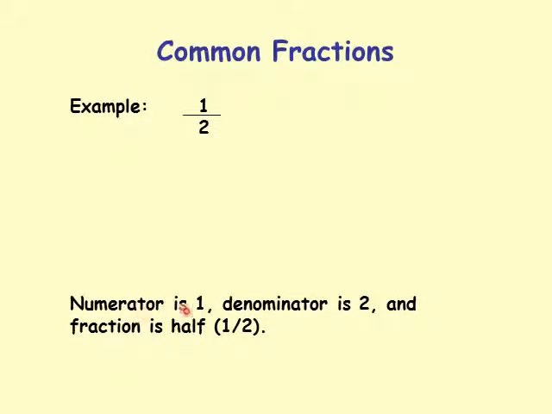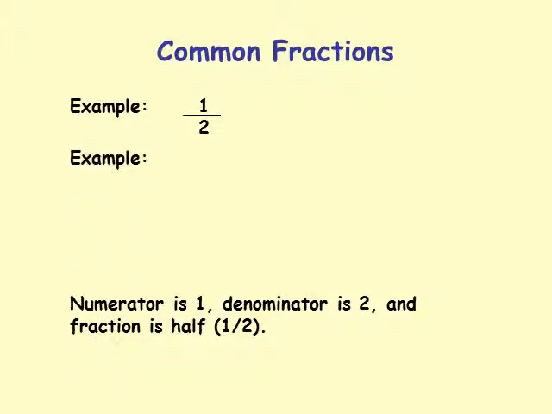Let's see some examples of common fractions. Example: 1 over 2. The two numbers are 1 and 2. 1 is the numerator and 2 is the denominator, and the denominator at the bottom divides the numerator on the top. They're separated by one horizontal line. So the numerator is 1, the denominator is 2, and the fraction is half, 1 over 2.